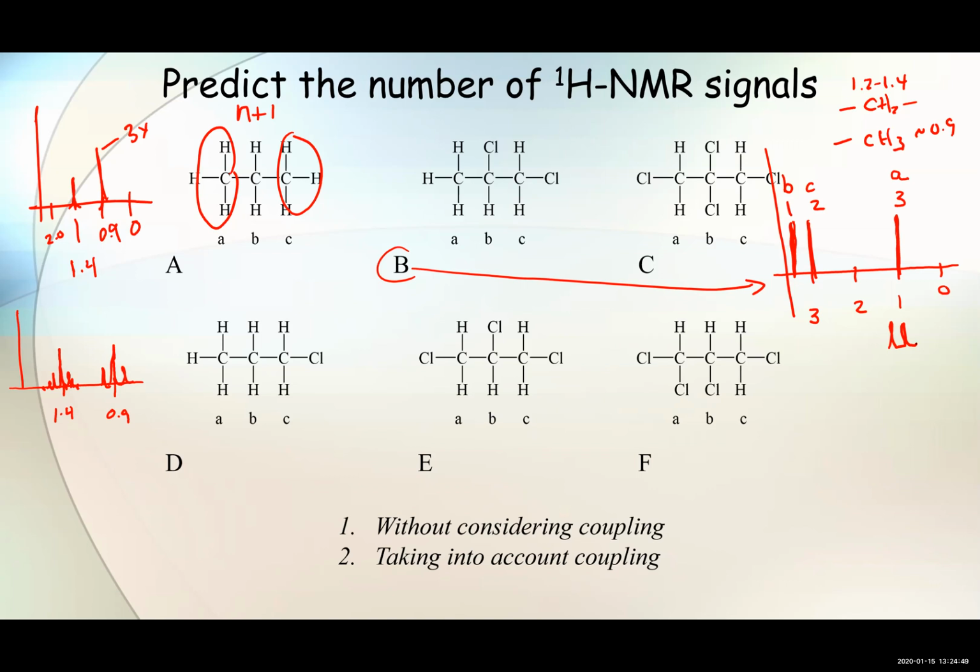And then we're going to make an assumption that when we're doing this, taking into account coupling, that the coupling constants are the same. If they're not the same, we'll talk about that. You'll get something slightly different. What will C look like? That's one neighbor. So 1 plus 1, 2, right? That's all you have to do. So this will be a doublet too.